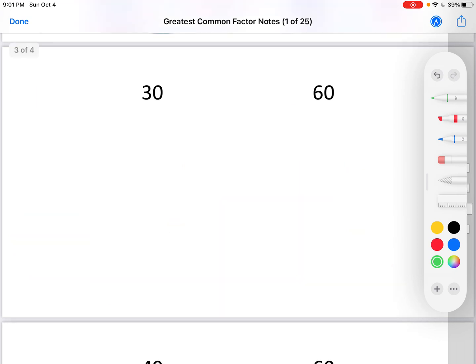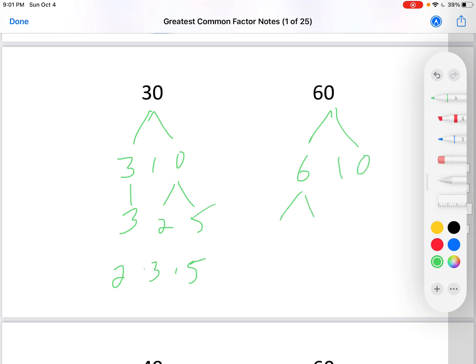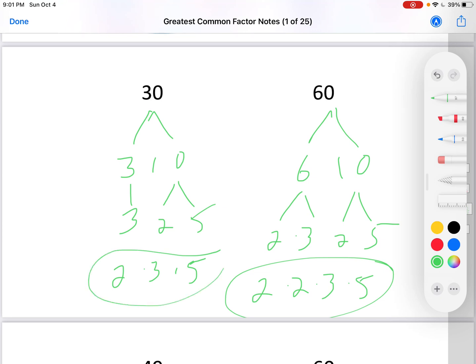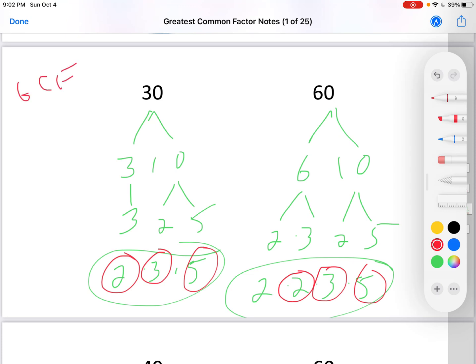Okay, let's try another one. 30 is 3 times 10, 3 is prime, 10 is 2 times 5, so 2 times 3 times 5. 60 is 6 times 10, 6 is 2 times 3, 10 is 2 times 5, so 2 times 2 times 3 times 5. Find the common things: 2, 3, 5. In order to find the GCF, all I have to do is multiply the common things together. 2 times 3 times 5, that's 30.